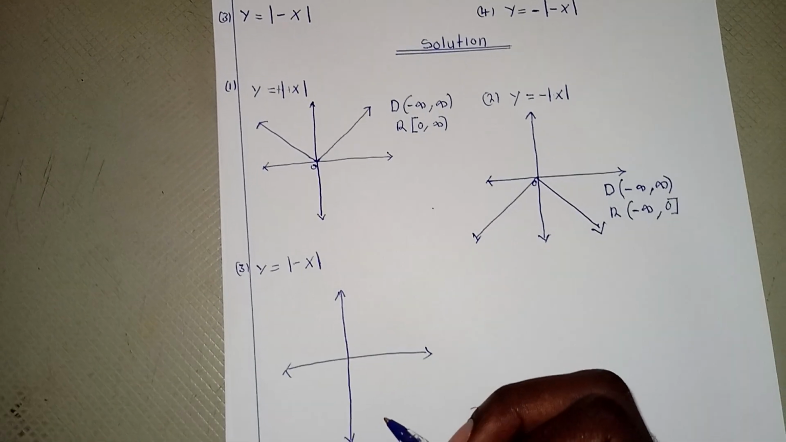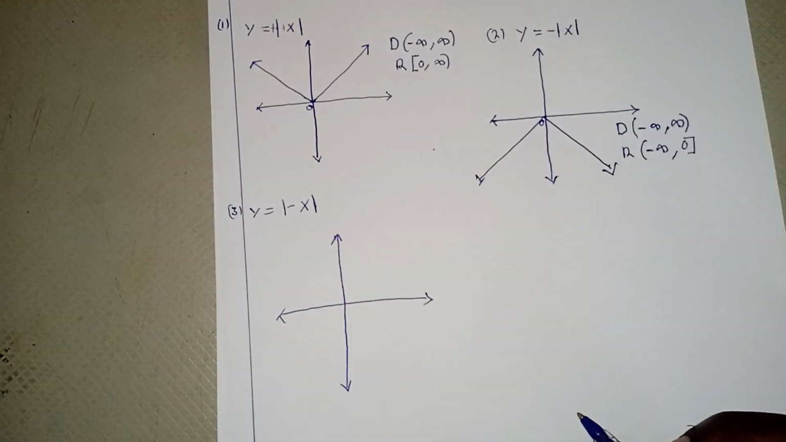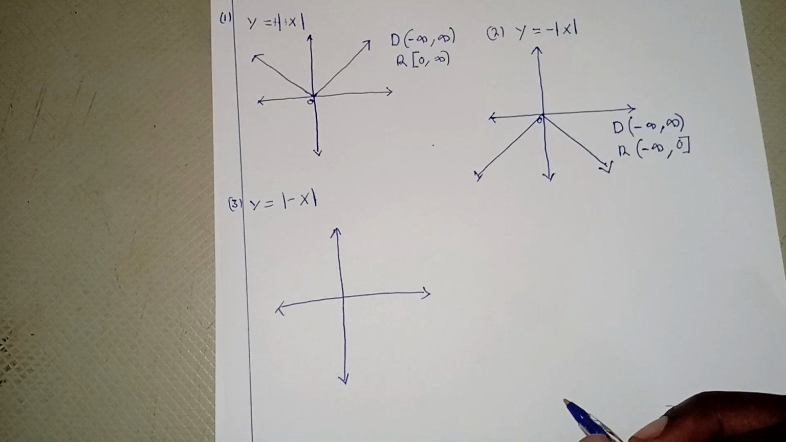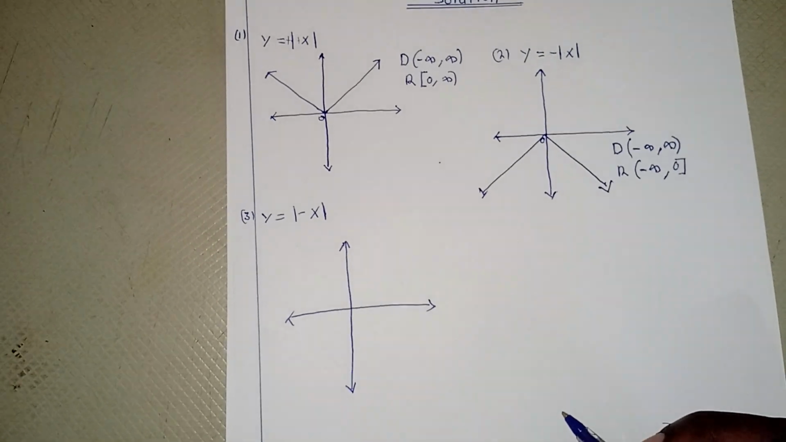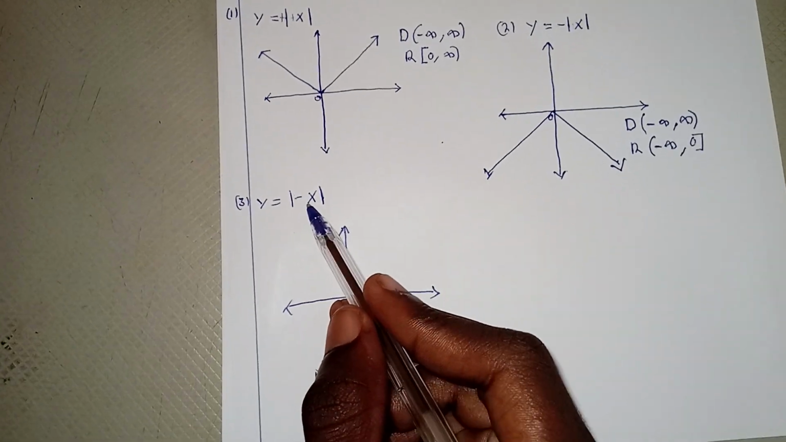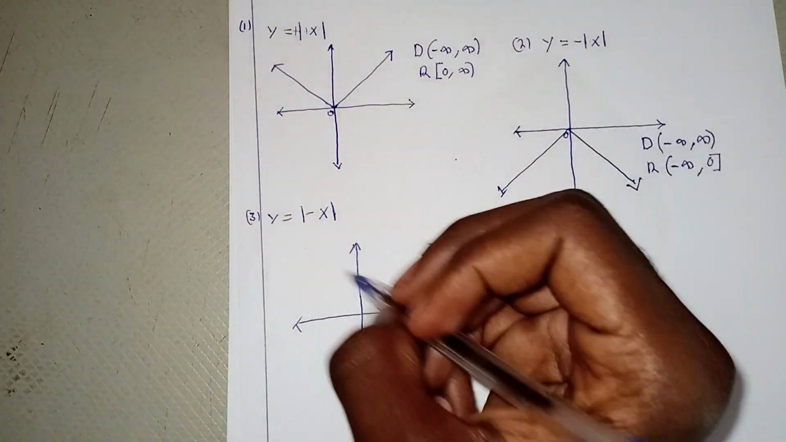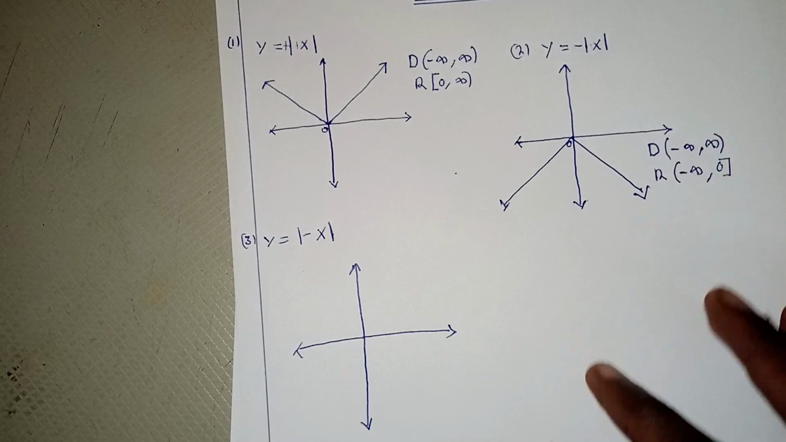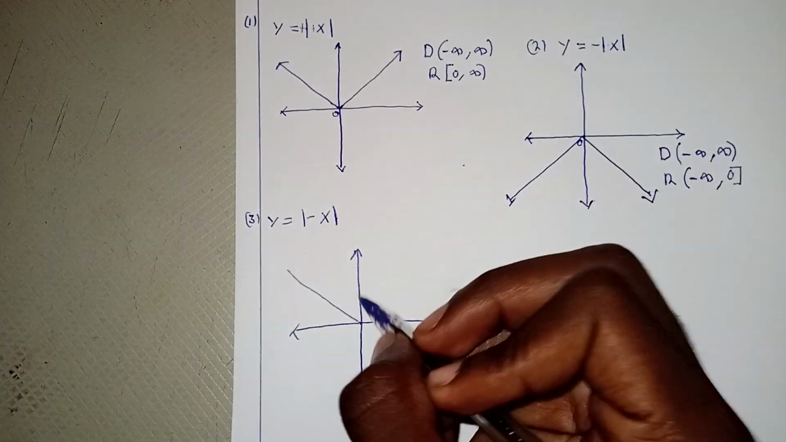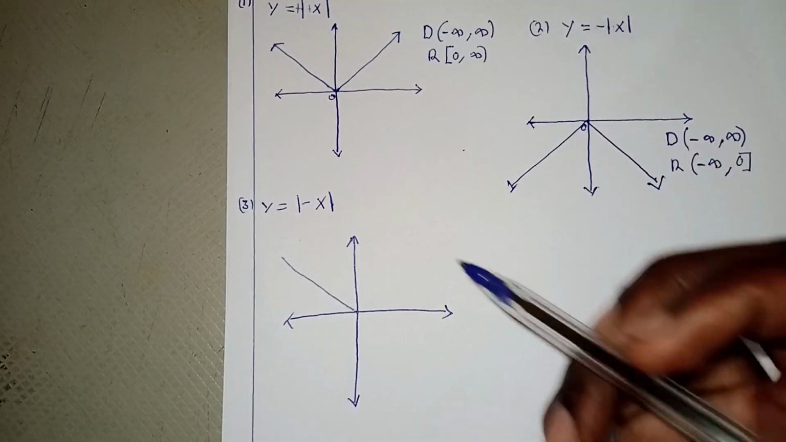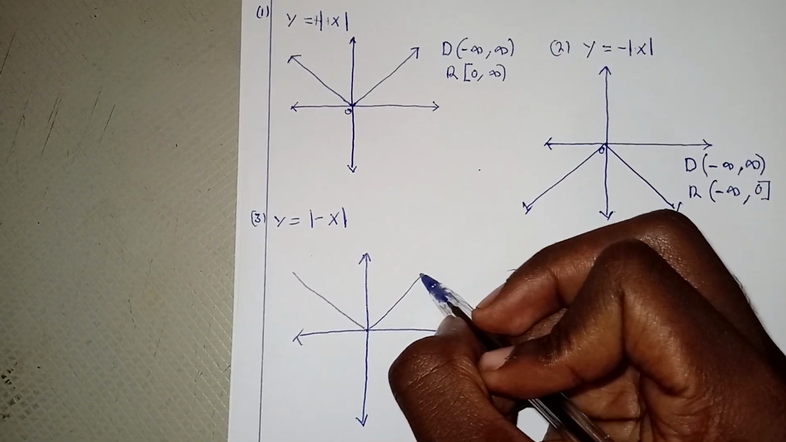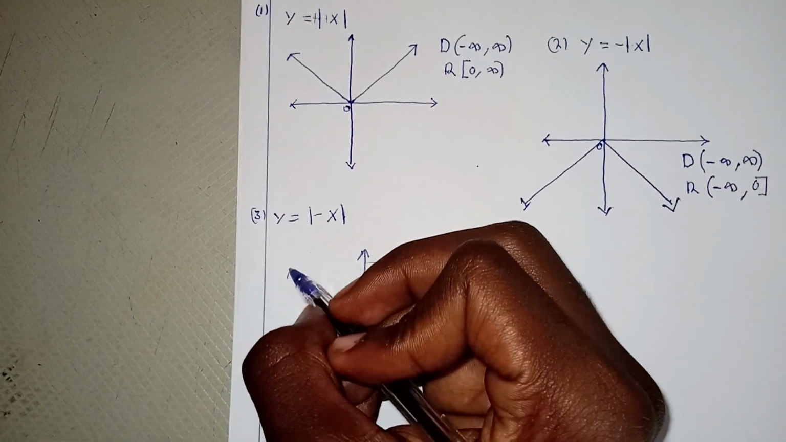Now, since we know that the absolute value is a machine that makes anything that is negative to be positive, and since what is inside here is negative, this is going to be converted to a positive value. Therefore, we expect this to come out like this. All right, like this.